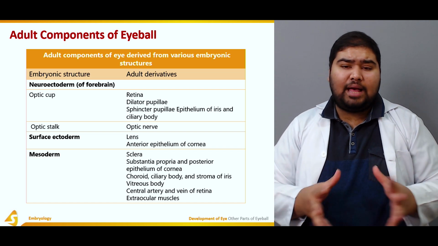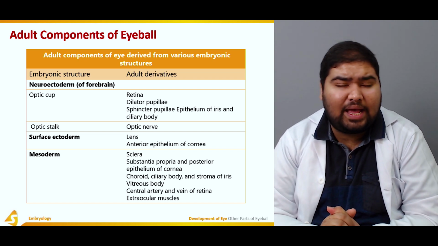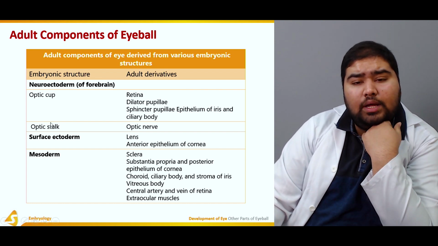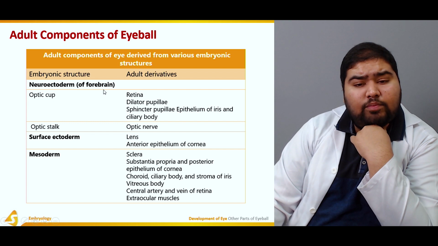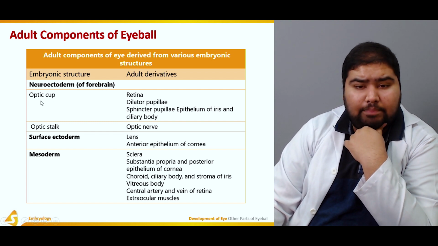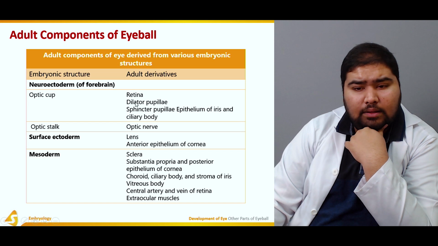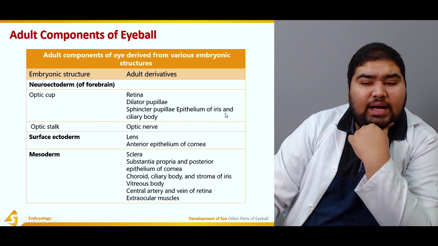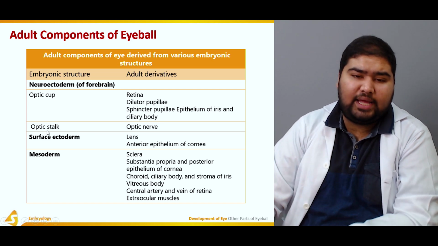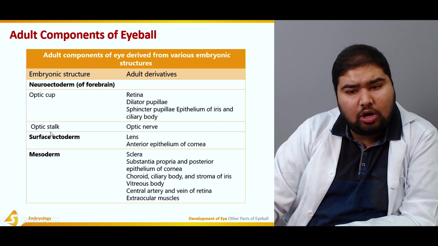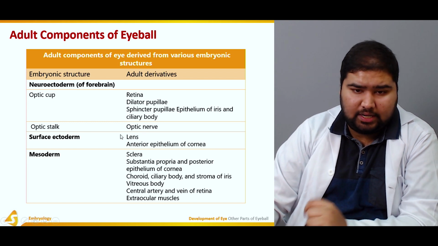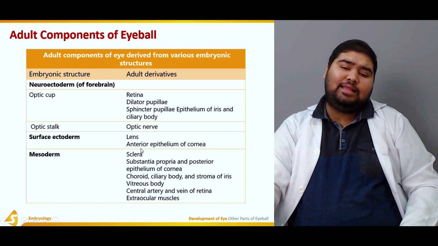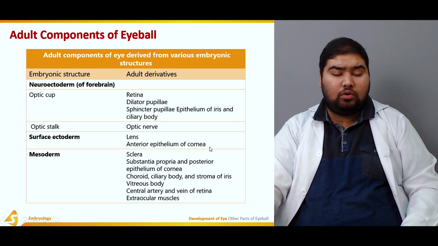So now recapping all of this, we have a table which summarizes the development. Now the neuroectoderm of the forebrain gives rise to the optic cup. This optic cup forms the retina, the dilator pupillae, the sphincter pupillae, the epithelium of the iris, and the ciliary body. Then it also gives rise to the optic stalk. The optic stalk forms the optic nerve. Then the surface ectoderm forms the lens and the anterior epithelium of the cornea.